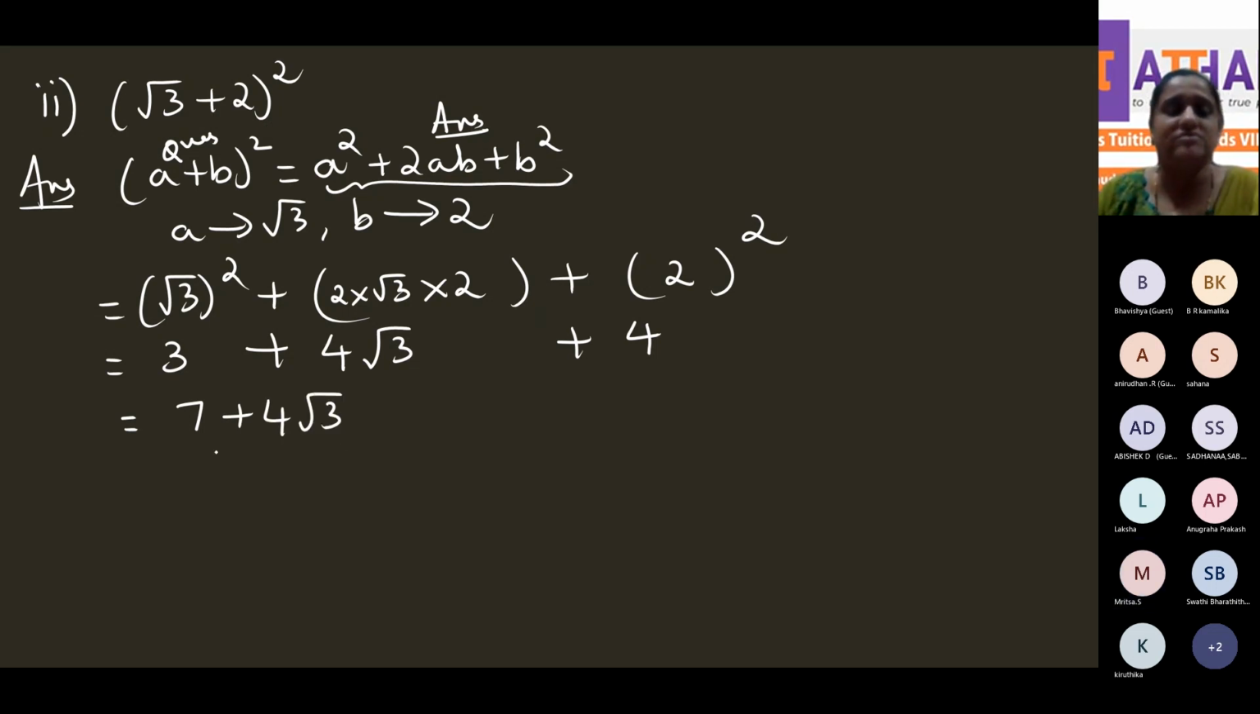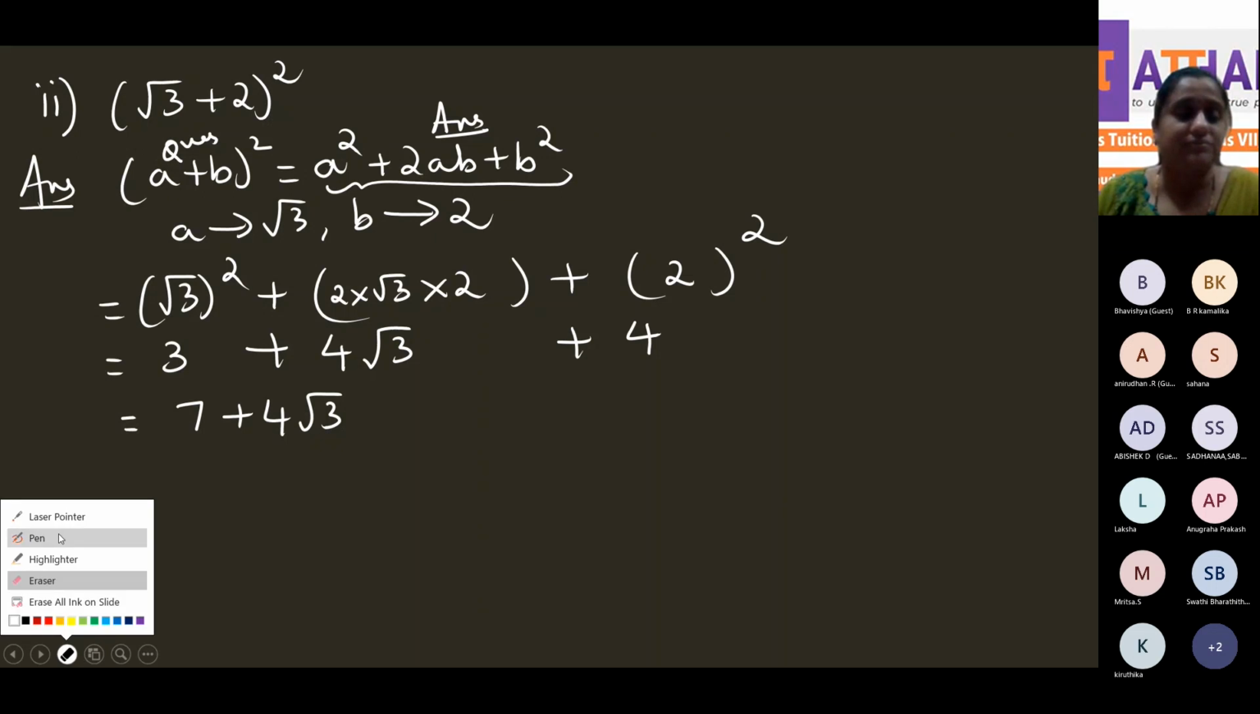Can you add this further? 7 and 4 root 3? No, ma'am. Now you have simplified the given expression. Now you can decide. Is it rational or irrational? Irrational, ma'am. Because what is root 3? Root 3 is irrational. If root 3 is irrational, 4 root 3 is irrational. And if 4 root 3 is irrational, 7 plus 4 root 3 is also irrational.